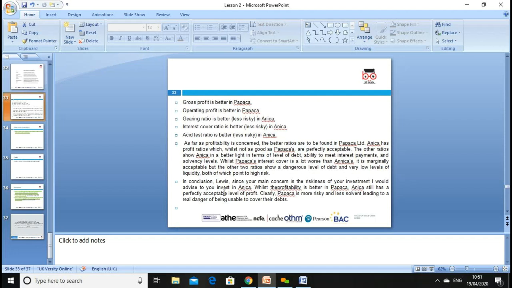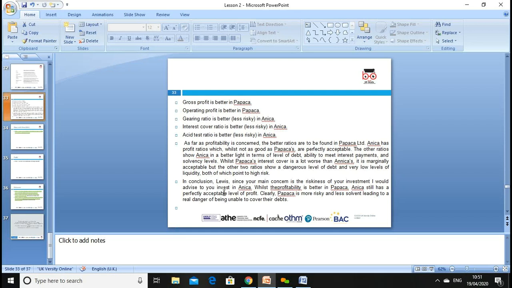So gross profit is better for Paprika, operating profit is better for Paprika, and Anika's gearing ratio is better, so Anika is less risky, and the asset test also favors Anika. So as far as profitability is concerned, Paprika is better. Anika's profit ratio was not as good as Paprika's, but it is perfectly acceptable.